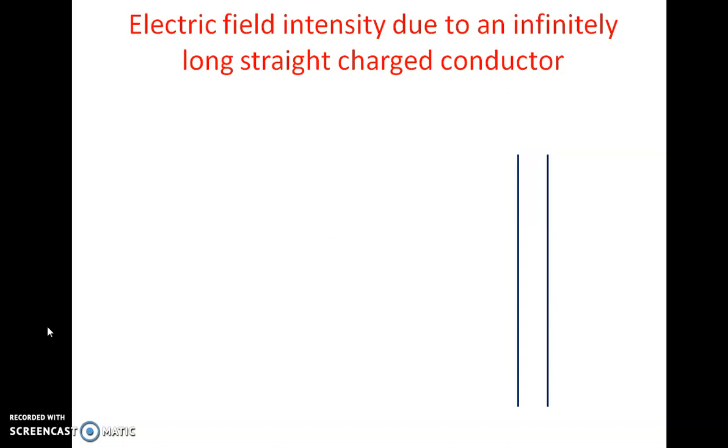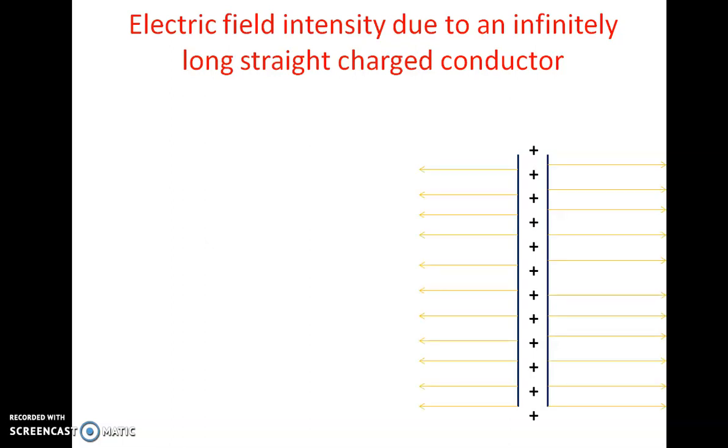So let us assume that this is our charged conductor. This is an infinitely long conductor. We have put charges on it. Let there be positive charges on this conductor. Now, if there are positive charges, how is the electric field going to be? The electric field is going away from the conductor. It will go out in all the directions. Here, coming out of the screen, going inside and everywhere. So there is electric field around this straight conductor going outward in all directions.